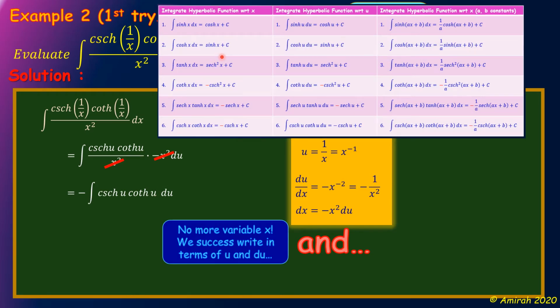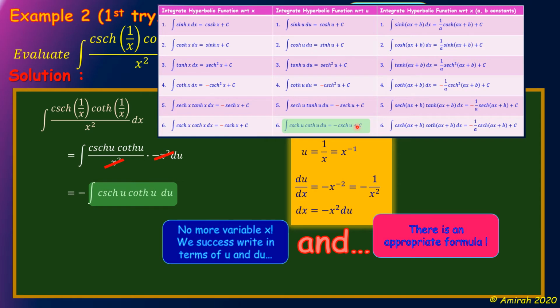When we compare to the table of integrals for hyperbolic functions, this is when we integrate hyperbolic functions with respect to u, this column. Look at formula number 6. We have cosh u coth u du, the same function here. That means we can integrate cosh u coth u du, which equals negative cosh u plus c. So here, there is an appropriate formula to compare. That means now we have chosen a correct u, because after we substitute, simplify, and compare, we can use an appropriate formula here.